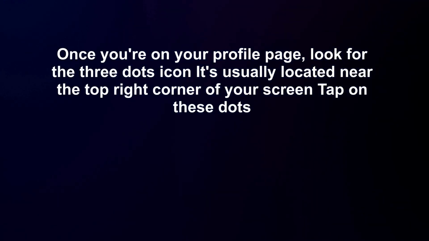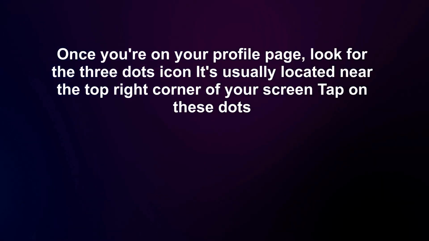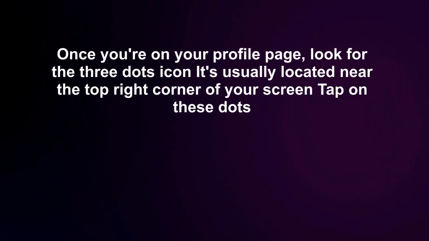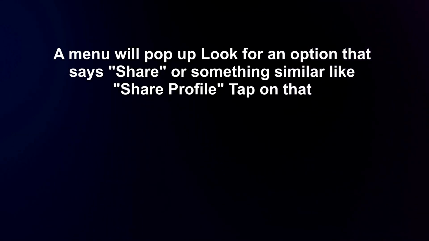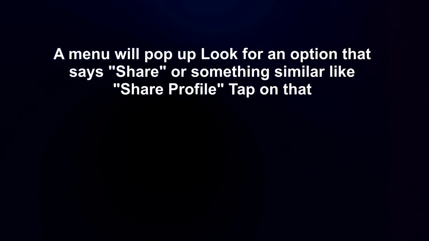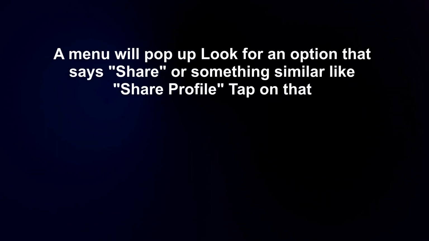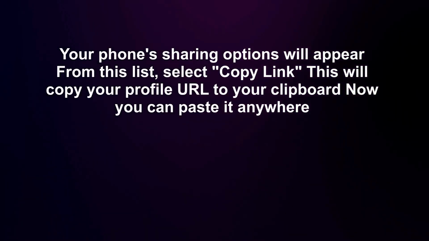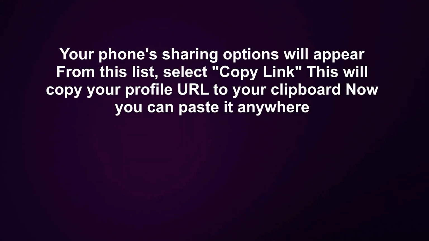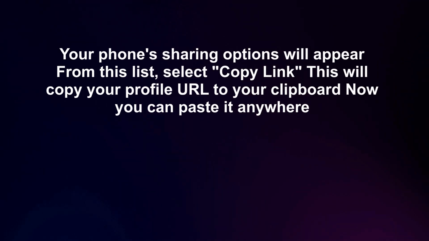Once you're on your profile page, look for the three dots icon. It's usually located near the top right corner of your screen. Tap on these dots. A menu will pop up. Look for an option that says Share or something similar like Share Profile. Tap on that. Your phone's sharing options will appear. From this list, select Copy Link. This will copy your profile URL to your clipboard. Now you can paste it anywhere.